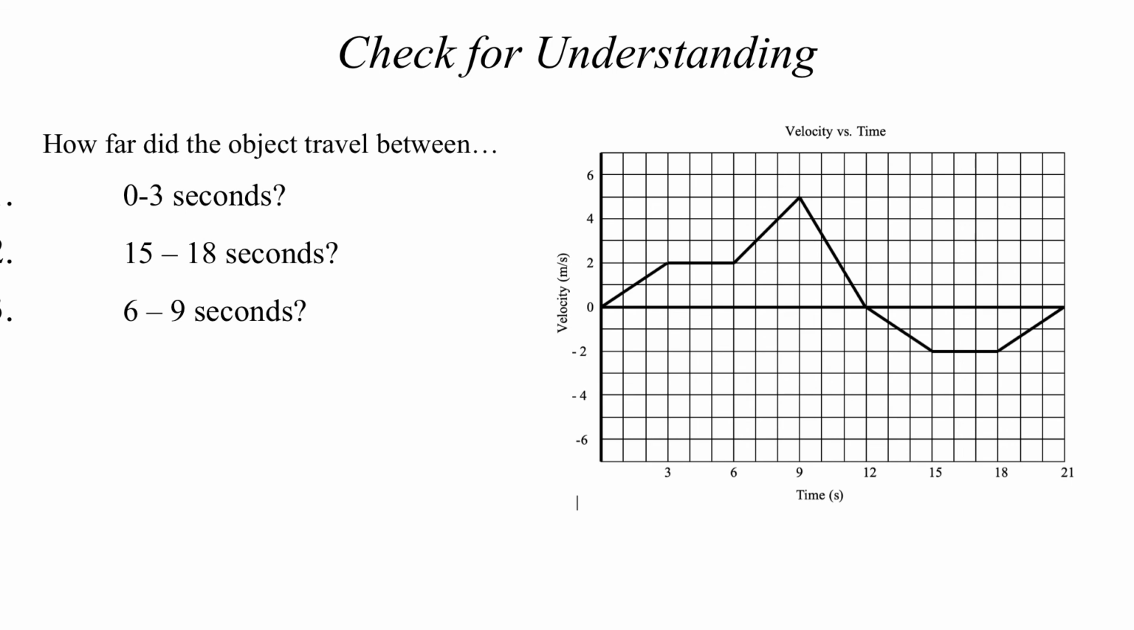All right, now same graph, but we're looking at how far did the object travel during those same time intervals. So what do you think you want to use? Do you want to use slope or area to do this? The answer is you want to use area when you're finding how far it went.